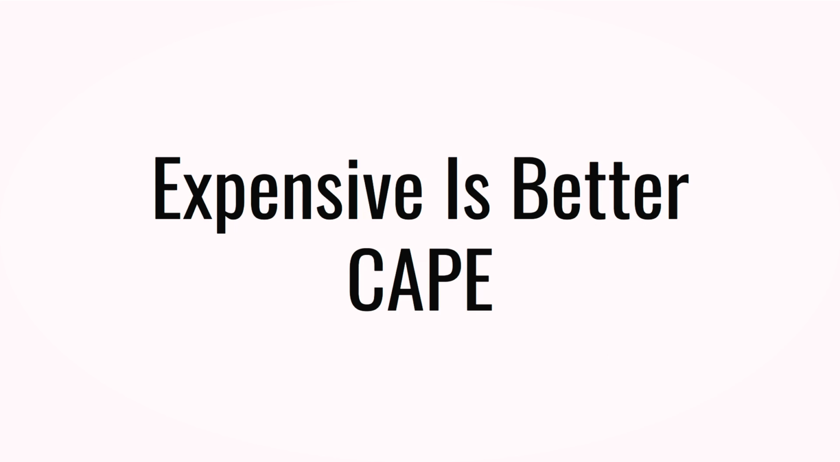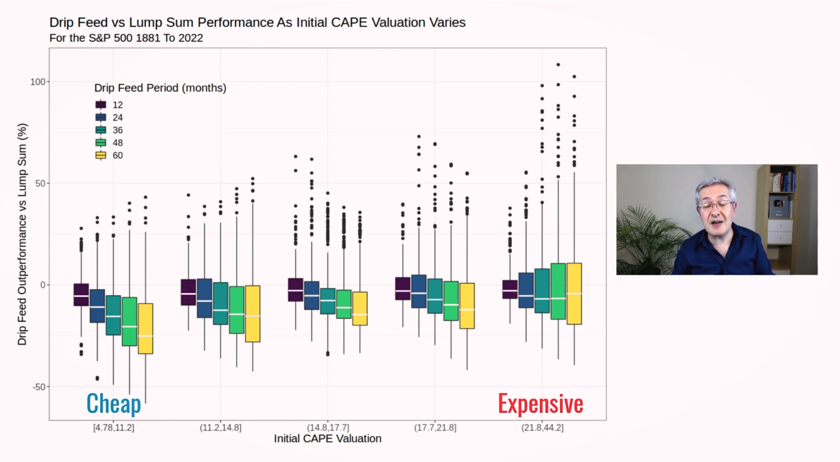One of the factors which tilts the odds in favor of drip feed investing over lump sum investing is valuation. So this graph beside me is the same as the one we saw previously, but I've got all 5 periods I looked at. That's from between a 1-year and 5-year drip feed period, and I've grouped those into 5 groups. And that grouping is according to the valuation at the start of the period. So if markets started off expensive at the beginning of the drip feed period, we'd be on the right-hand side. And if markets started off cheap at the beginning of the period, we'd be on the left-hand side.